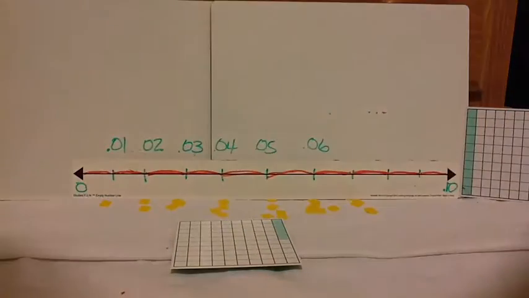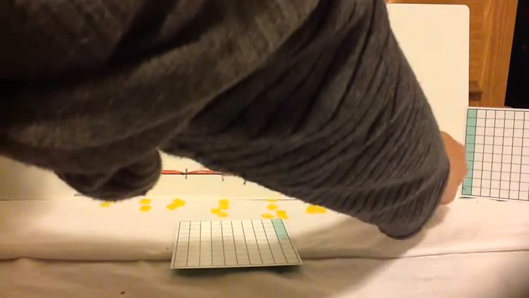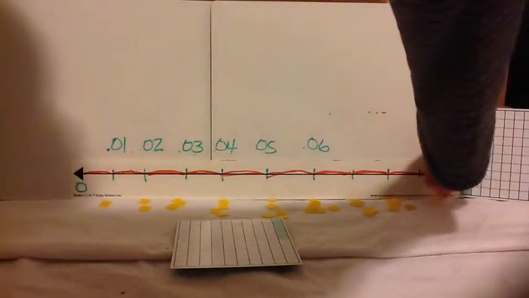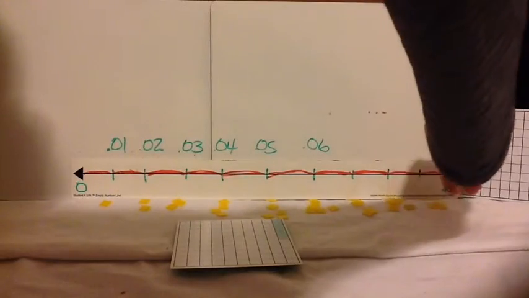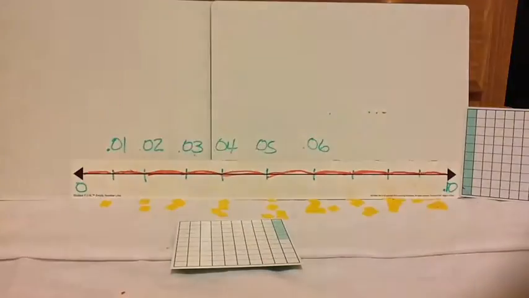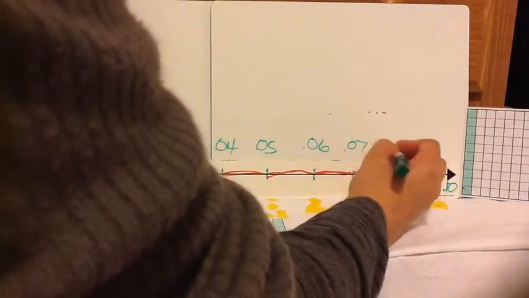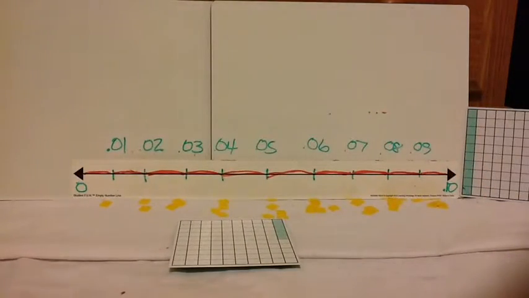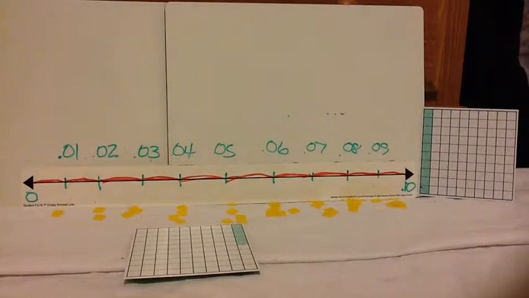So here is 7 hundredths, 1, 2, 3, 4, 5, 6, 7, 1, 2, 3, 4, 5, 6, 7, 8, 1, 2, 3, 4, 5, 6, 7, 8, 9, 10. Oh, wait, let me take one back. Okay, so 6 hundredths, 7 hundredths, 8 hundredths, 9 hundredths, and then once you hit 10, it becomes 10 hundredths.